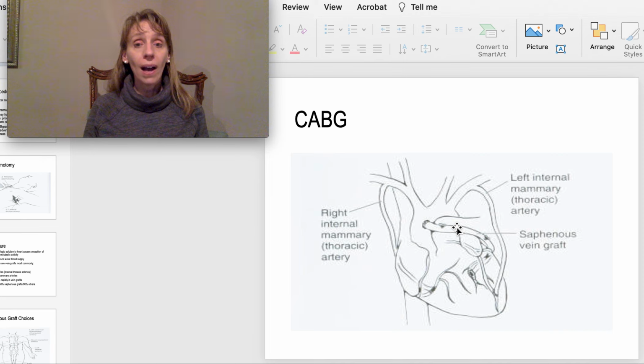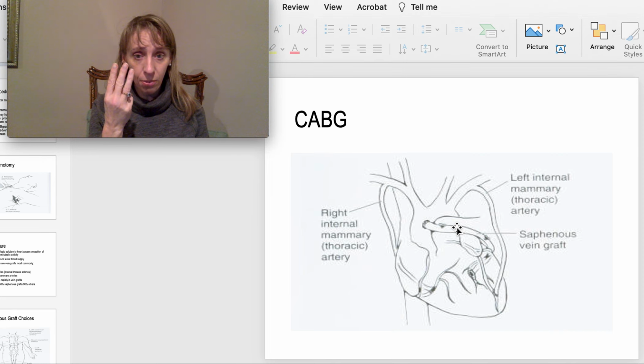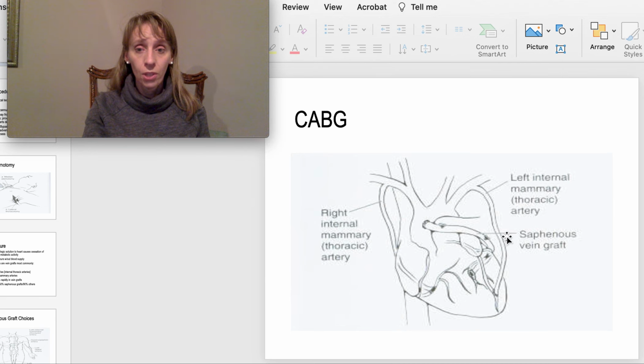On this photo, I see 3 bypasses, right? So I don't know if you see them, but we've got 1, 2, and this one is 3. So let's start with this one. This is a saphenous vein. I can tell it's a saphenous vein because this is the aorta. They poked a hole in the aorta, kind of like a little hole puncher, and then they sew, the word is anastomose, one end of that vessel.